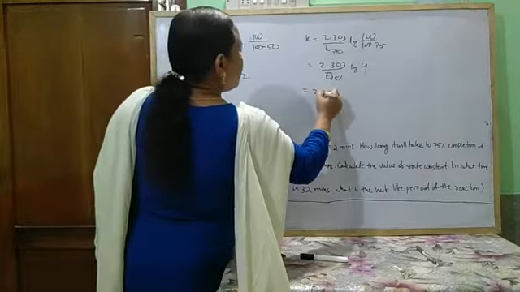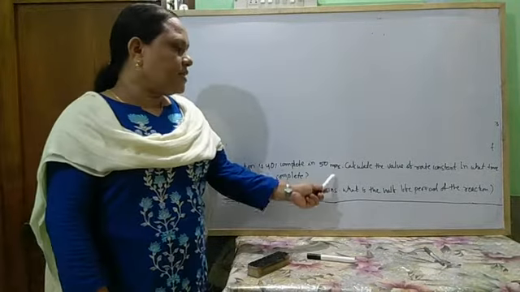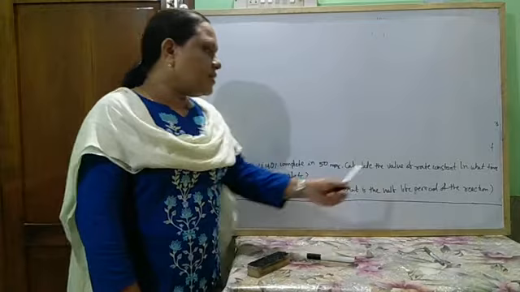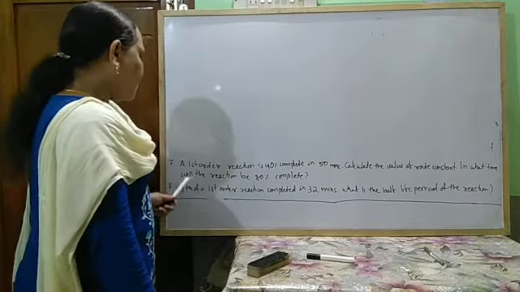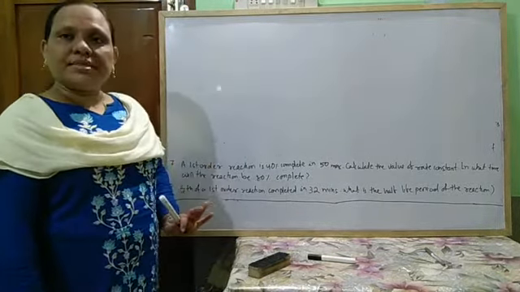Okay, next come to question number 7. We can solve this question in the same way. Question number 7: A first order reaction is 40% completed in 50 minutes. Calculate the value of the rate constant, and in what time will the reaction be 80% completed? So two questions are there.